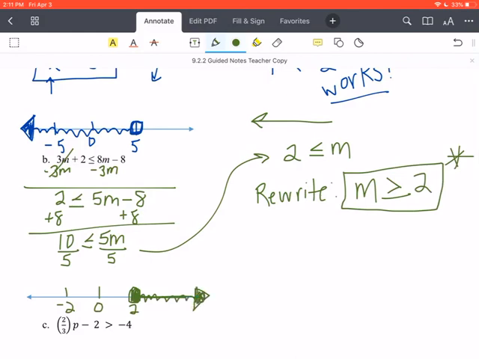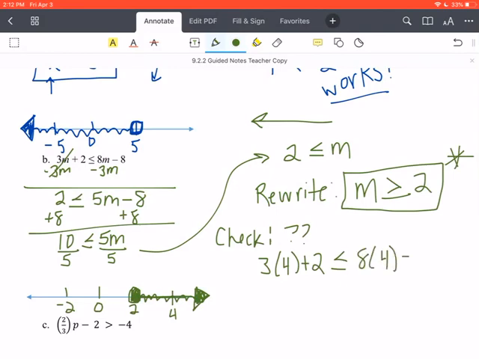But if you ever doubt yourself, you can always check using the original equation. So let's check using a point in the interval. So I think 4 sits here, right? So we are going to ask with some question marks. Let's plug it into the original before we changed anything. 3 times 4 plus 2, is that going to be less than or equal to 8 times 4 minus 8?